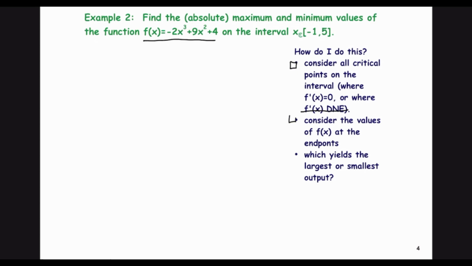We are going to consider the values at the endpoints, and we are going to see which yields the largest output or the largest y value. So let's start off by finding our critical points.